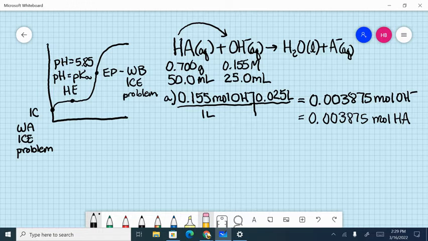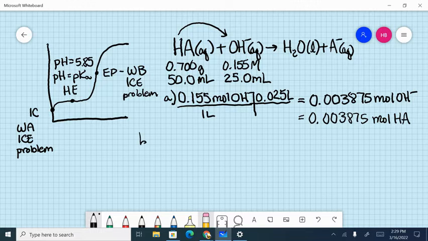It'll also be the number of moles of H plus I have in my container. It'll be the number of moles of A minus I have in my container. So that is also the number of moles of my weak conjugate base that I'll have at equilibrium. So there's the answer to A.